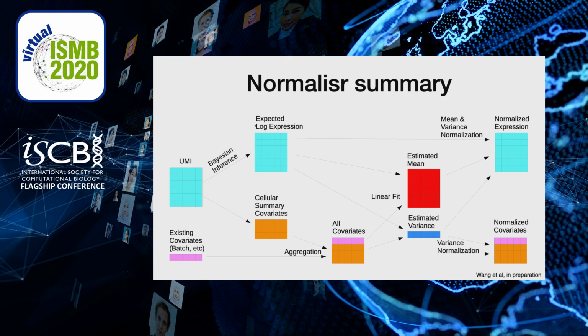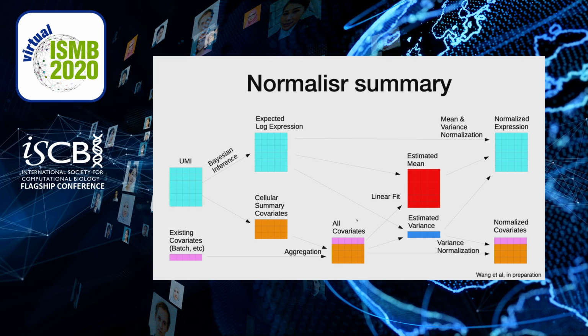In this case, we compute the expectation value of log expression with the posterior distribution, which is a beta distribution. At the same time, we also extracted cellular summary covariates to account for potential technical confounding. It has been known that sequencing depth can be a factor that confounds the UMI reads. So we have considered things like the log total UMI count per cell, and also the number of zero read genes per cell as covariates that confound expression. However, we also considered nonlinear terms like the squared, for example, to account for the expression confounding. And then these summary covariates can be integrated or aggregated with the existing covariates like batch effects.